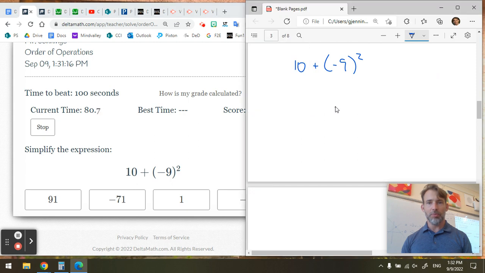Here I have 10 plus negative 9 squared. So I have to do the exponent first before I do the addition. So this is 10 plus 81. Negative 9 times negative 9 is positive 81.